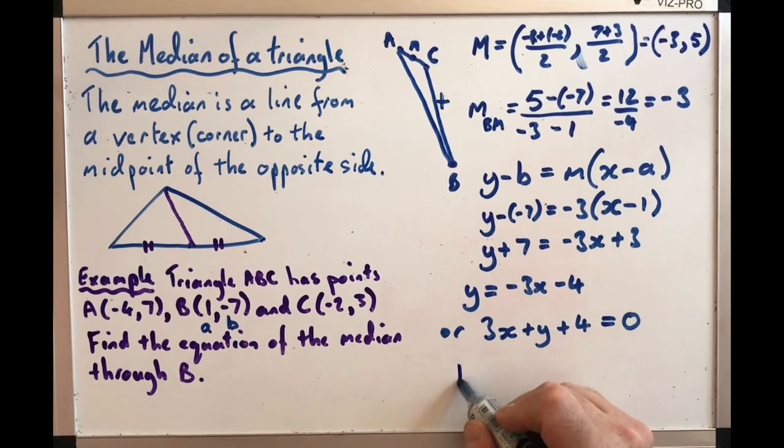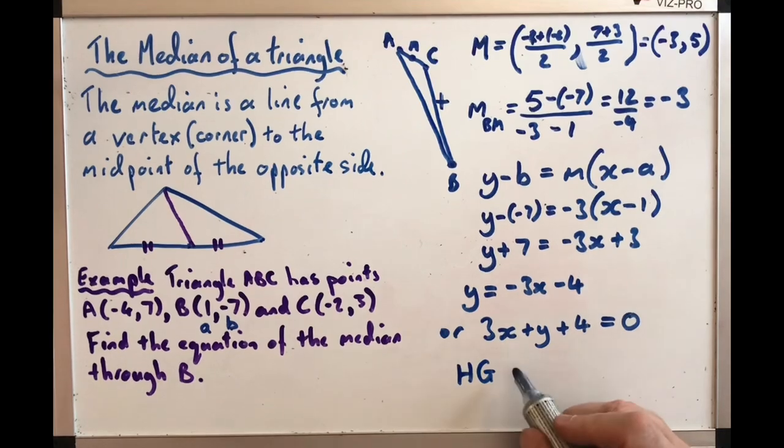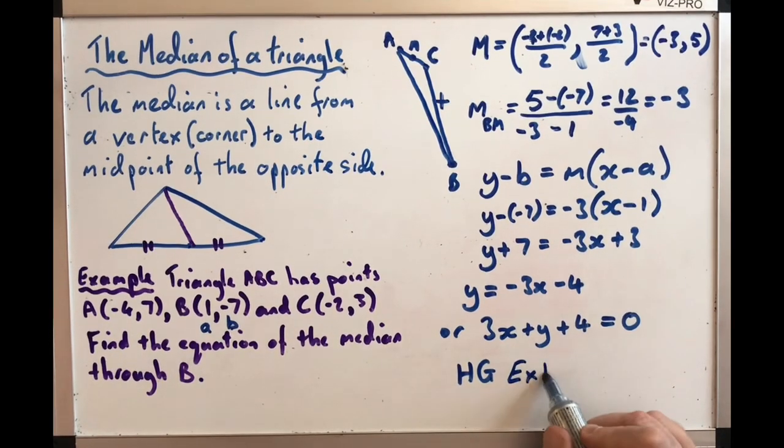Now, if you're working from the Hodder-Gibson book, you get more practice at these sorts of ones with exercise 1.7. That's the second of our 3 lines, the median.